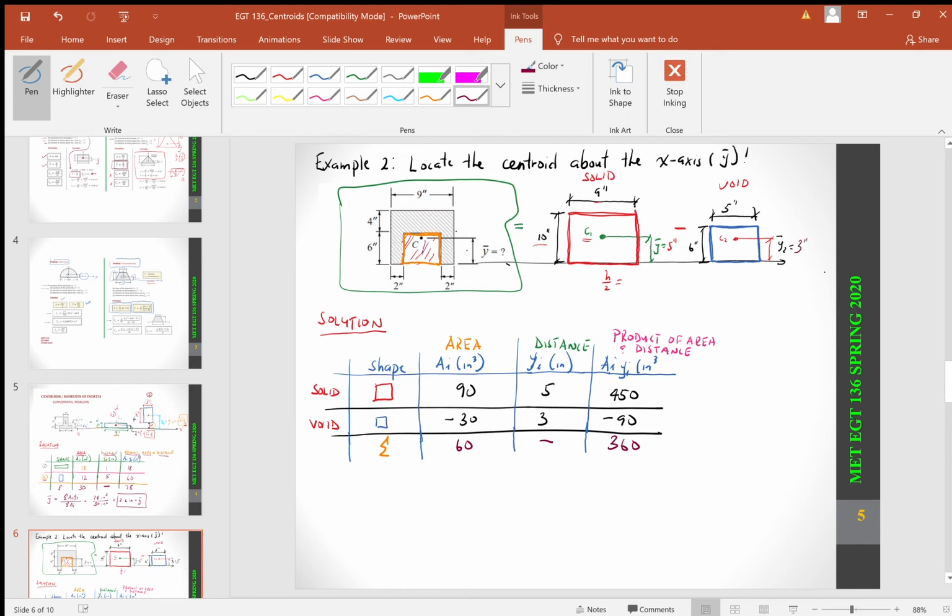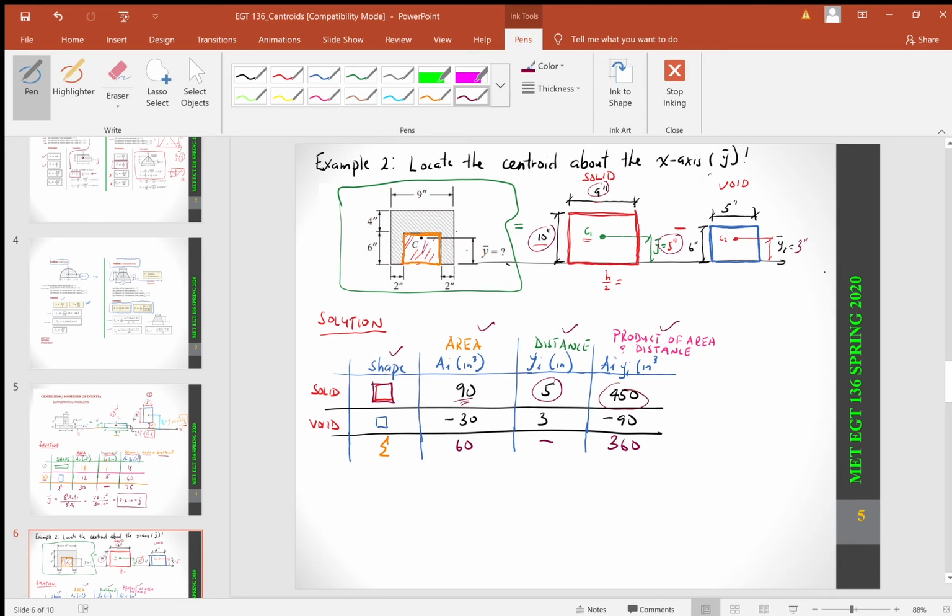I've had some of this filled out for you, but to make things easier, just draw a table. You have your shape, your area, your distance, and the product of the area and the distance. For shape 1, which is a solid, the area is 10 by 9, which gives us 90. Then we have our distance, the centroidal distance, which was 5 inches, and the product of the two gives me 450.